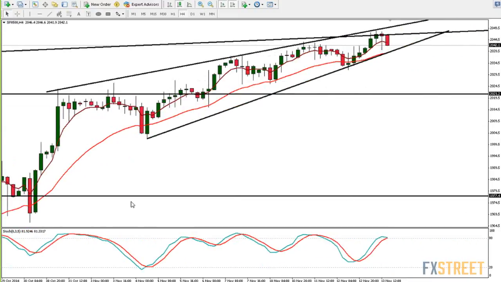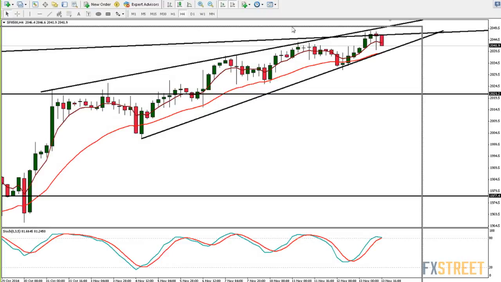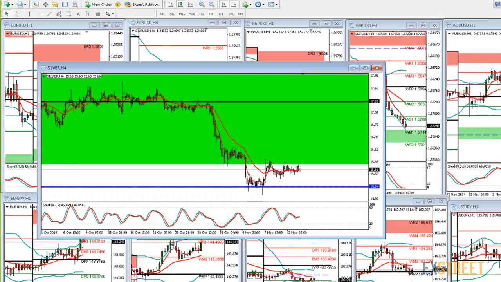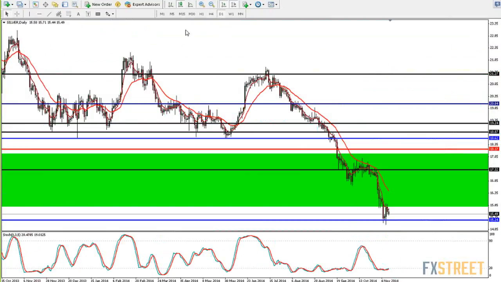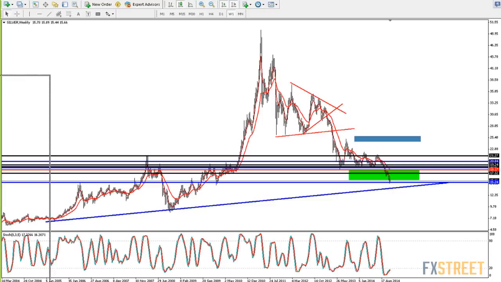Okay, so let's look at something here real quick. Now, the Aussie has been dropping hard. Okay, and I'm going to just find dollar index. Here is a silver chart. Here is a dollar index chart.